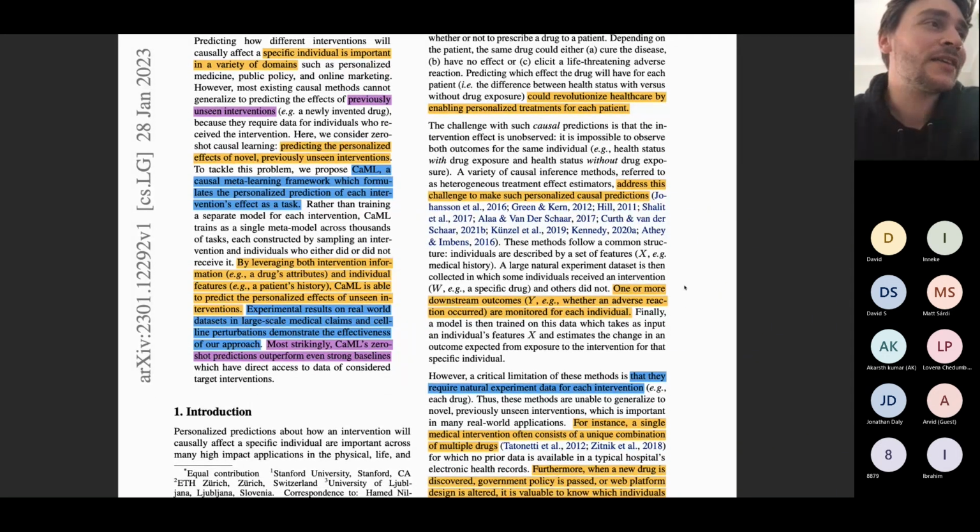Sorry for the aside. But they introduce one of the fundamental concepts of causal learning, which, funny enough, one of their data sets in their experiments breaks. But it says that one or more downstream outcomes, Y, are monitored for each individual. So basically, the idea for a lot of this work is that you can only apply a single treatment to an individual. You can either give them the drug or not give them the drug and view the impact. And you can't observe both of those two things.